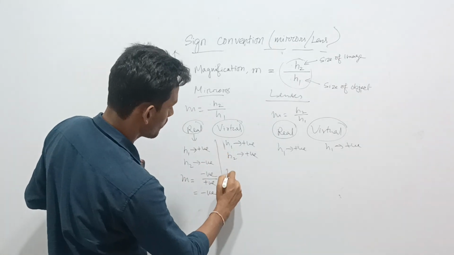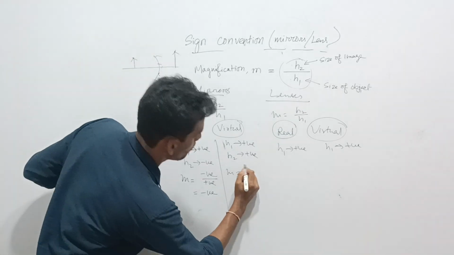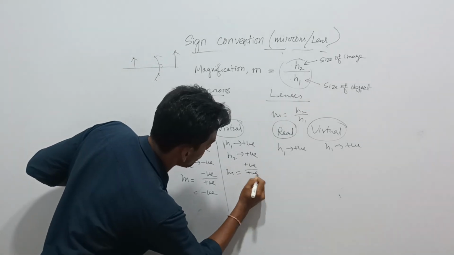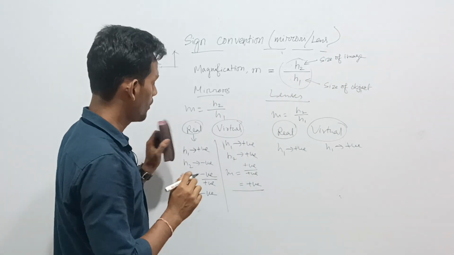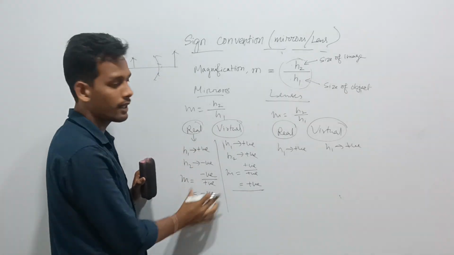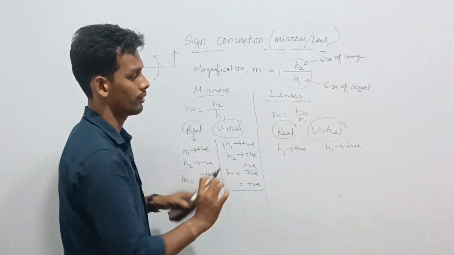For a virtual image, both are positive, so plus plus, actually it is positive. Okay, for a mirror, for a real image magnification is negative, for a virtual image magnification is positive.